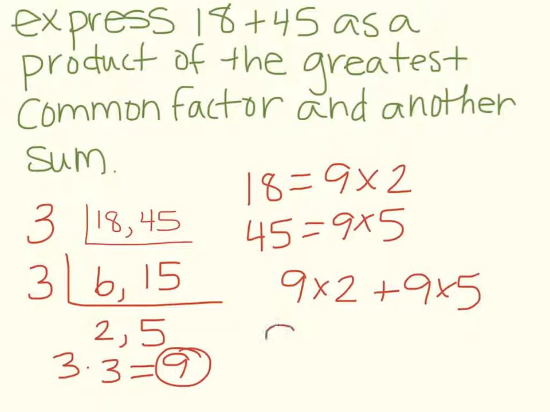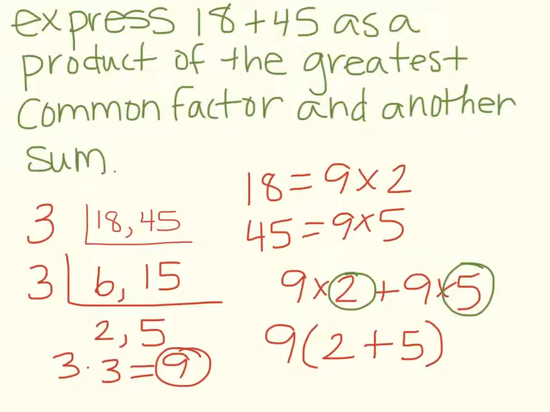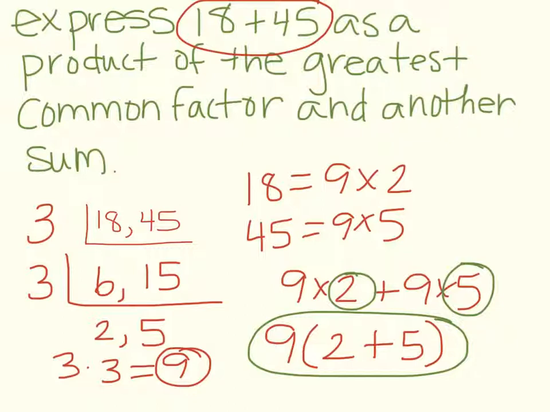So we're going to pull our 9 out. We're going to put it here in the front. We're going to create an open paren. We're going to take this 2 right here, and we're going to move it right here. Bring down our plus sign. We're going to take the 5 from right here. We're going to place it right here. Close that paren, and here is our number sentence. 9 times 2 plus 5 is another way to express 18 plus 45 as a product of the greatest common factor and another sum. Basically, we are using the distributive property in reverse to create what's called a factored expression.